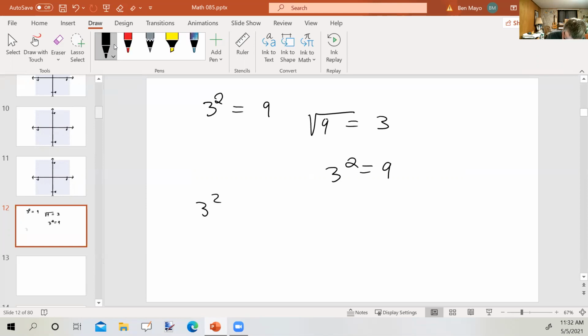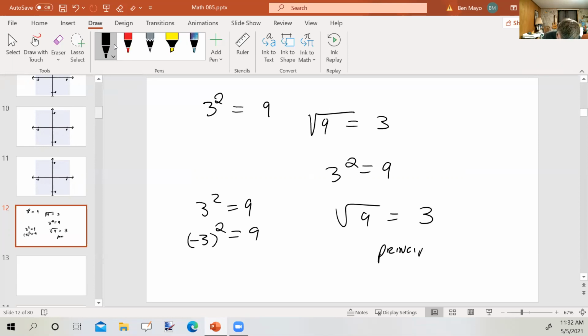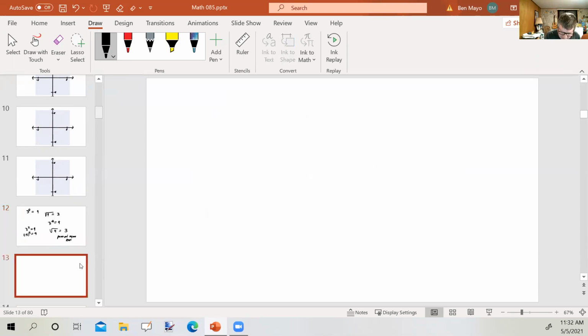Even though 3 squared equals 9 and -3 squared equals 9, when we take the square root of 9, we just get the positive root, which is known as the principal square root. Okay, now let's talk about the names of things.